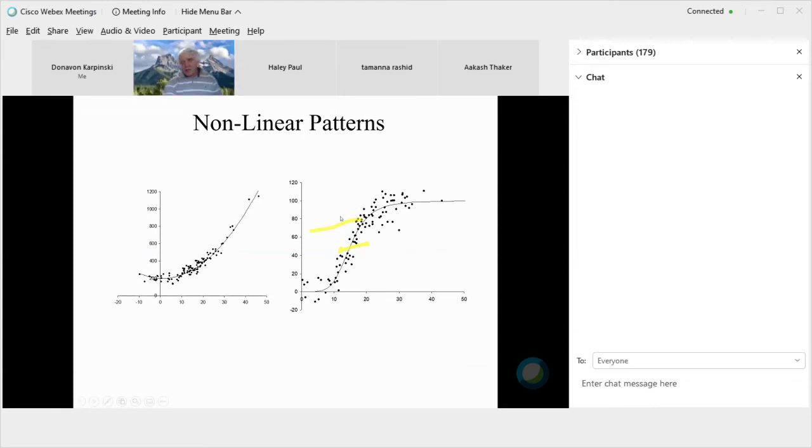Where this one has been used is measuring the size of a tumor, a cancerous tumor. In the beginning, the tumor is very small, but as time goes on, it becomes larger. It may not become infinitely large, it might plateau out at a certain point.